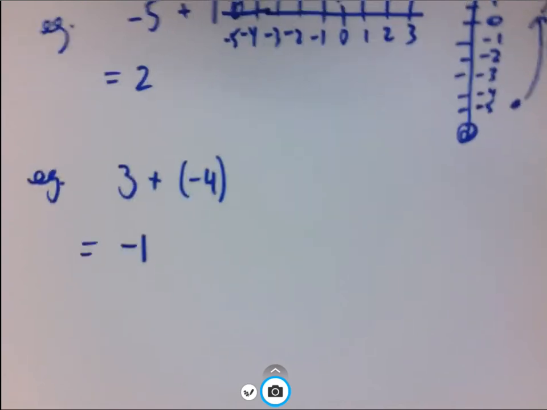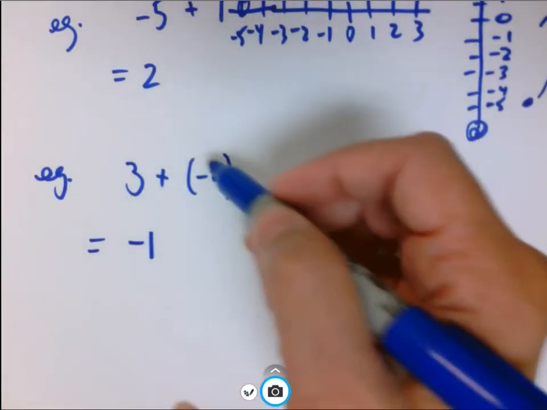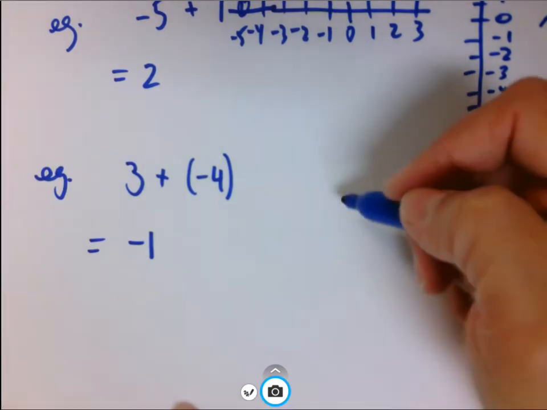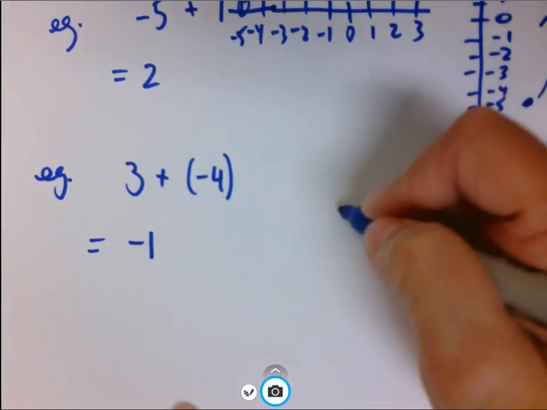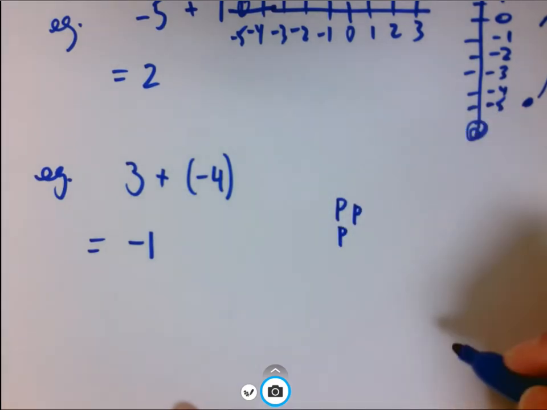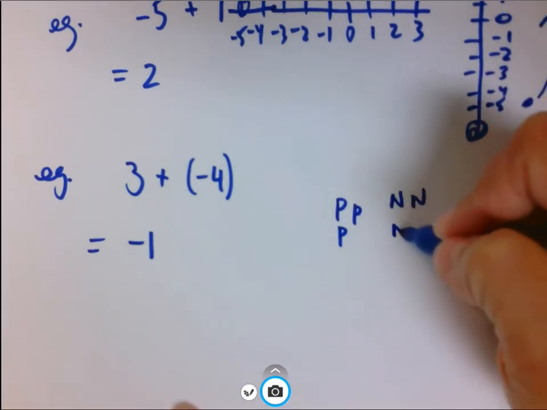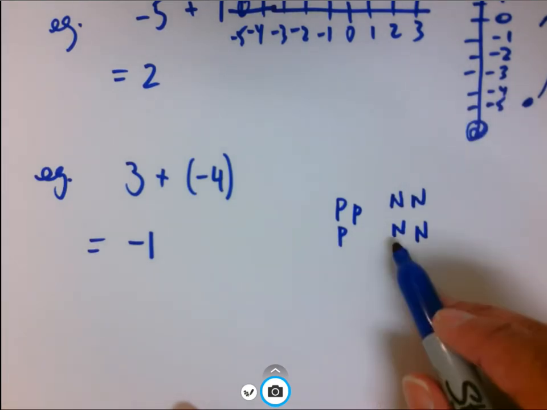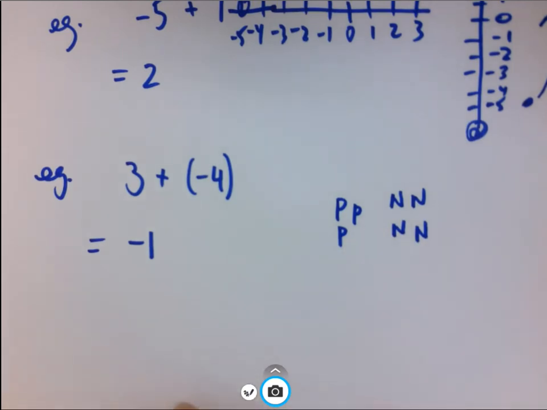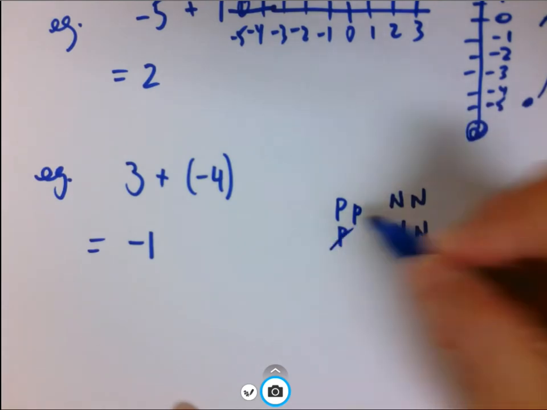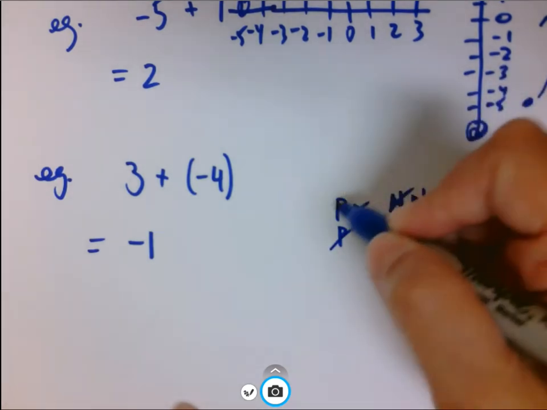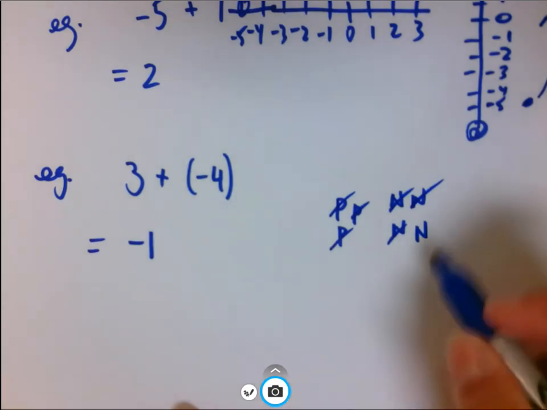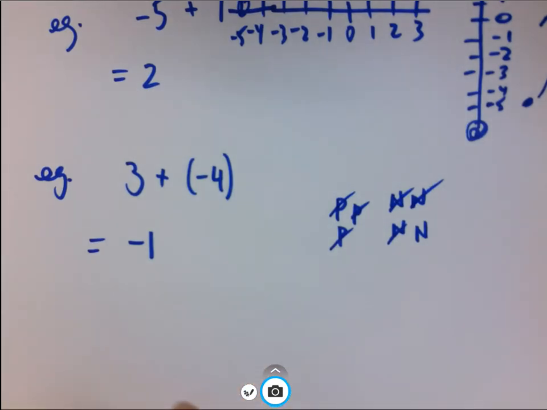Okay, the other way that you might have learned this before is to treat positives and negatives as objects. So in this case, I have 3 positives, so I'm going to go positive, positive, positive. I'll just call them P's. And 4 negatives, negative, negative, negative, negative. Now, every positive and negative will cancel each other out, because when you add a positive 1 and a negative 1, they become 0. So positive and negative of the same number, when you add them together, you get 0. So I can cancel these out in pairs, and that leaves me with 1 negative. So there's my negative 1.